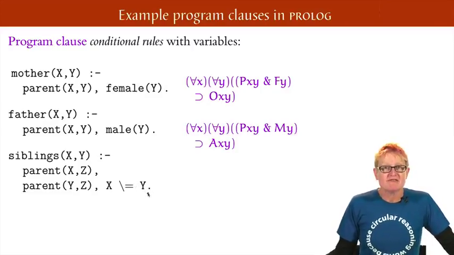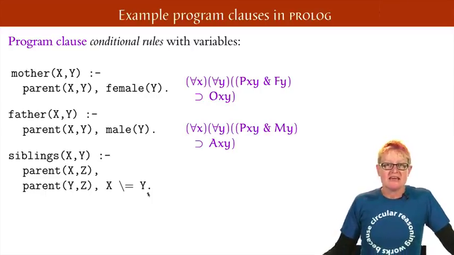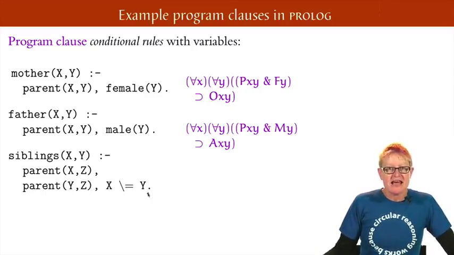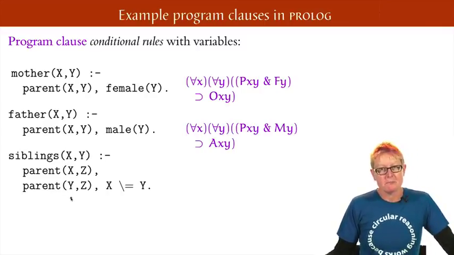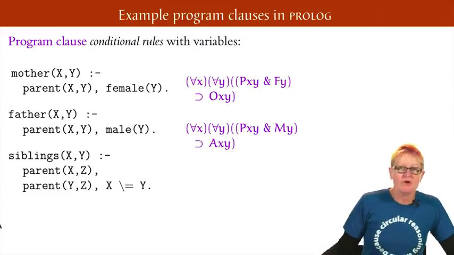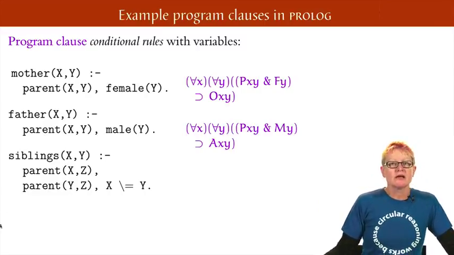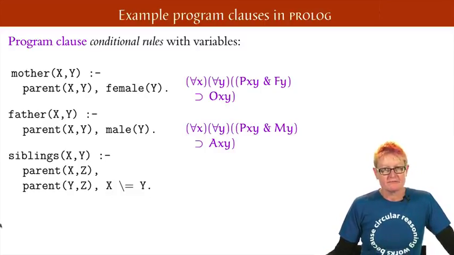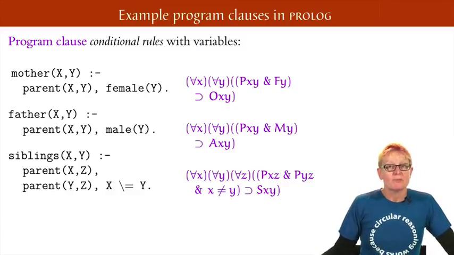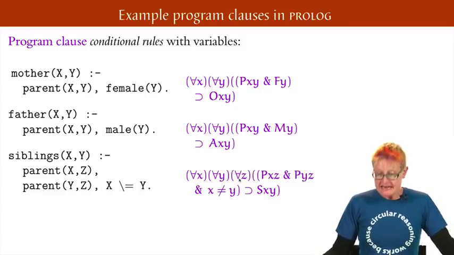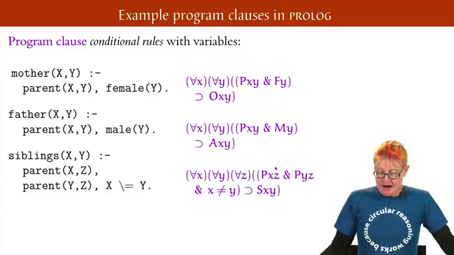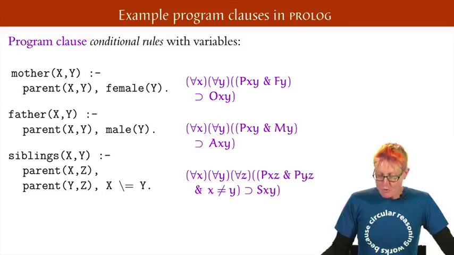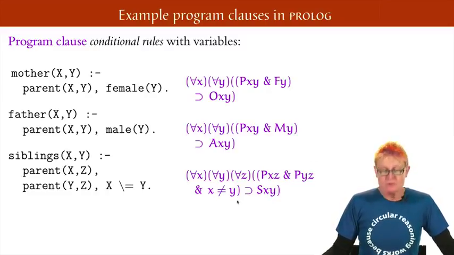So this is our first case of an extra variable in the antecedent of the conditional that is read as existential when it's within the scope of the conditional antecedent. After prenexing and being pulled outwards to the scope of the whole conditional, it would become universally quantified. So the corresponding program clause formula is for all x, for all y, for all z, if x has z as a parent and y has z as a parent and x is not equal to y, then x and y are siblings.